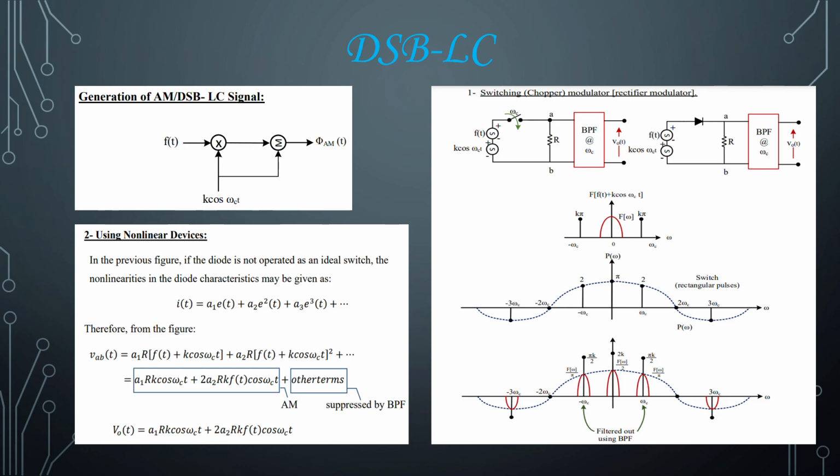Therefore, from the figure, V_AB(t) = a1 R [f(t) + k cos ωct] + a2 R [f(t) + k cos ωct]², which equals a1 R k cos ωct + 2 a2 R k f(t) cos ωct, which is the amplitude modulated signal, plus other terms which are suppressed by a bandpass filter. This gives the final result V_output(t) = a1 R k cos ωct + 2 a2 R k f(t) cos ωct.